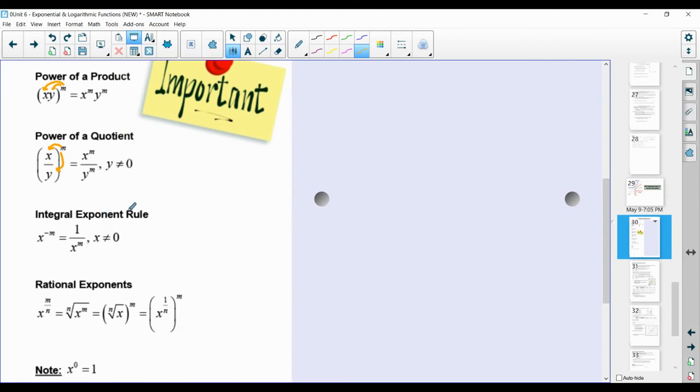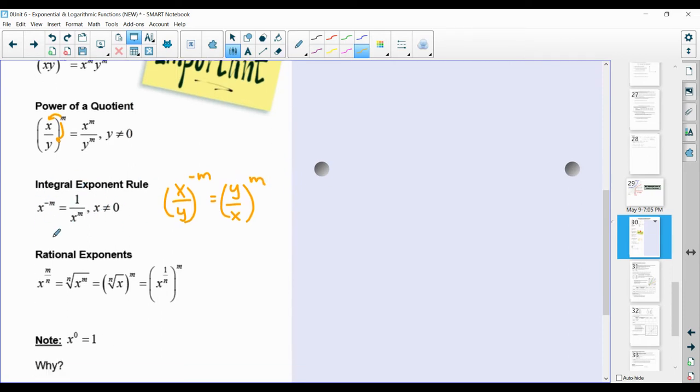Integral exponent rule. This is where we're talking about our negative exponents. Typically, we do not write our final answer with negative exponents, so x to the negative m can be rewritten as 1 over x to the m. If I had something like (x over y) to the negative m, I could just reverse my fraction, invert it or take the reciprocal, and have y over x, and then the m would become positive. Those are ones you would have been introduced to in grade 10.